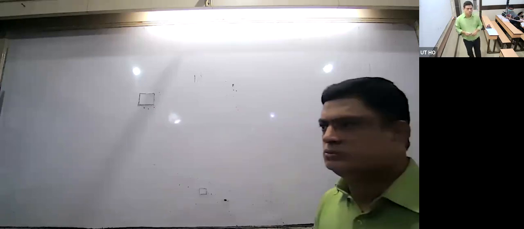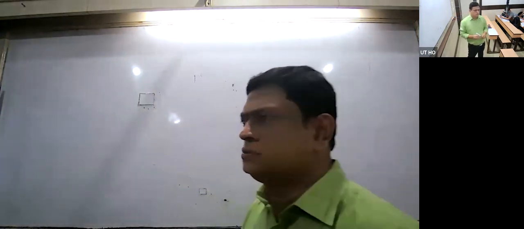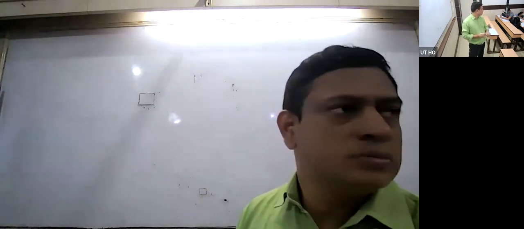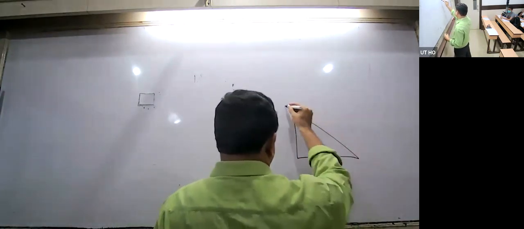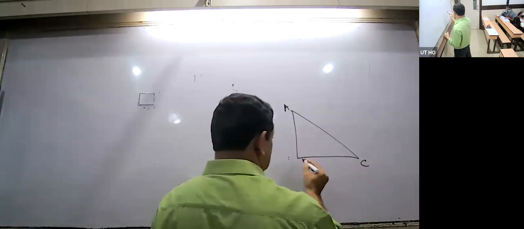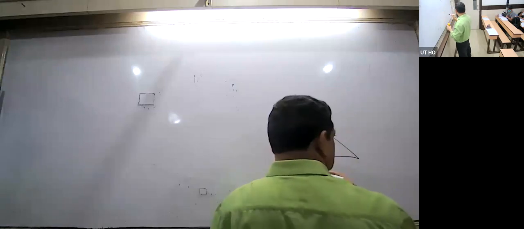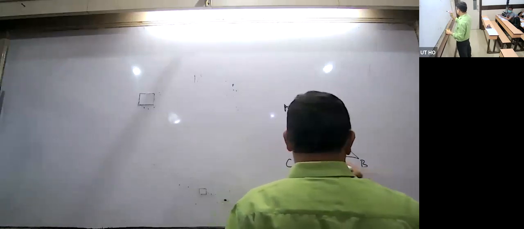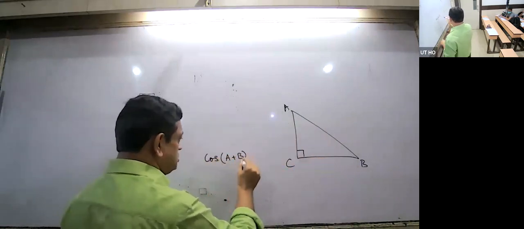Triangle ABC is right-angled at C, and the value of cos(A plus B) is dash. In triangle ABC, right angle at C, the value of cos(A plus B). It's a simple one. Those who got the answer, raise your hand.